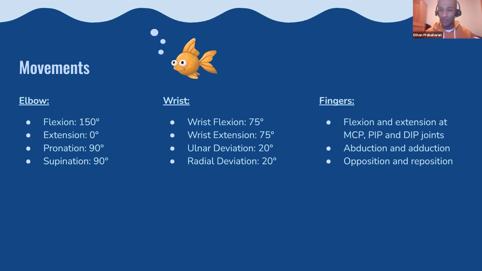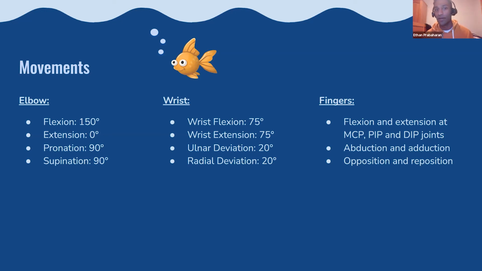Whereas the elbow is just a hinge joint. So that can only do flexion and extension. Flexion can occur to 150 degrees and extension is to 0 degrees. And pronation and supination, even though I've got them under the elbow bracket and you'd perform them in an elbow examination, they actually occur at the radio-ulnar joints, and they can occur each to 90 degrees. Wrist flexion and extension are to 75 degrees, and ulnar and radial deviation are to 20 degrees.